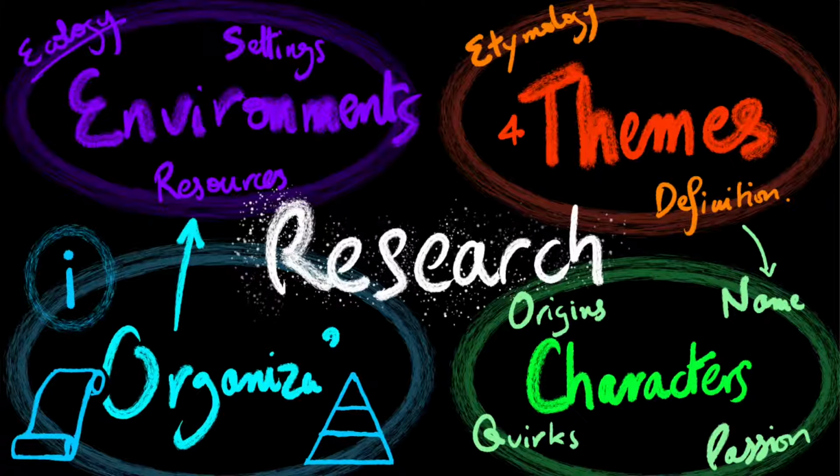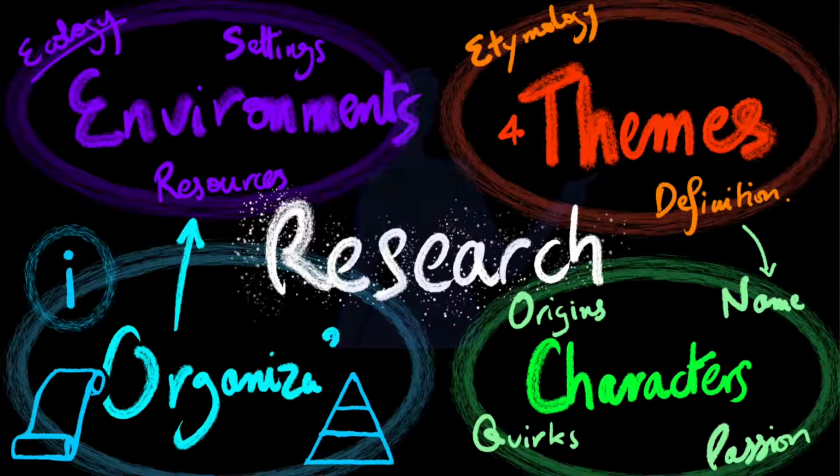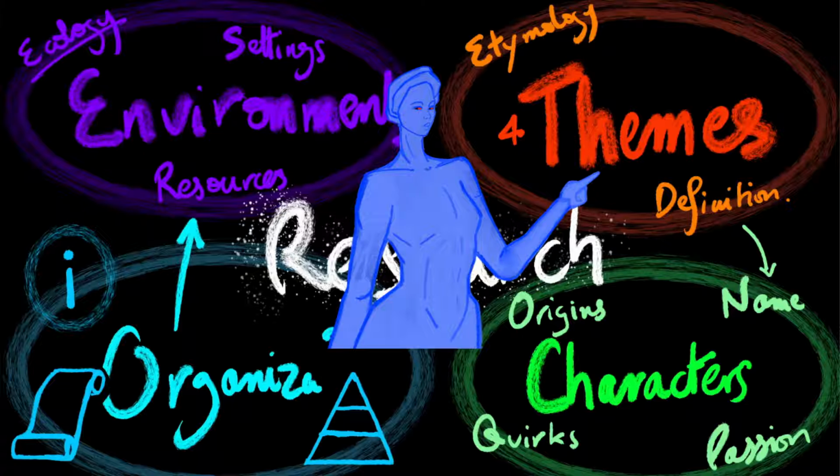As a storyteller, research allows you to develop your world. You're in need of references, and you wonder how you get your references. Here's a 4-step process to help you in your research. First, research the etymology of your 4 themes. Try to look for the definitions as well.